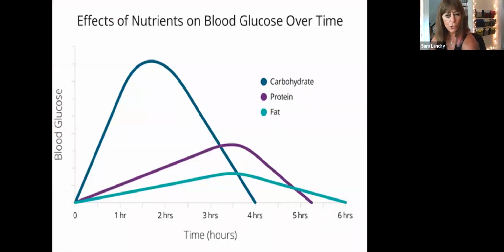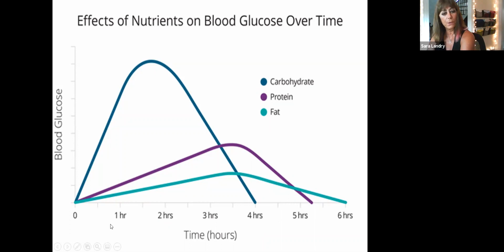So let's look at this chart. The way you read the chart is, see the blue line? And down the bottom it says 0, 1, 2, 3, 4, 5, 6 hours. Well, this is a measure of how fast a food affects your blood sugar. The dark blue line is carbohydrate. So you can see when you eat a carbohydrate, within 2 hours, your blood sugar skyrockets when you eat carbohydrates. Now look at the purple line, that's protein.